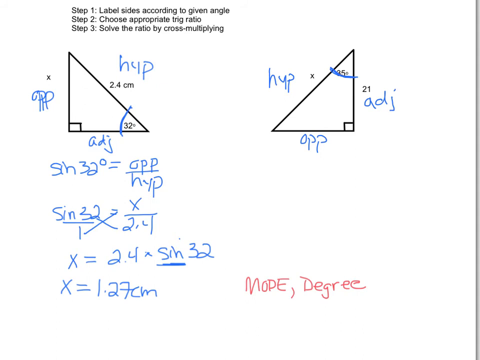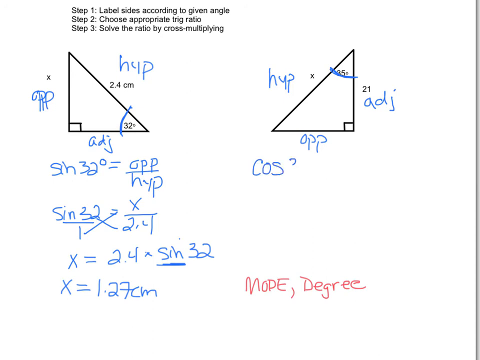So which ratio can I use here? I have to use the angle, I have to use the x, because I need to find it, and I have to use the side that I know. Well, this is the only one I know. So what ratio deals with the hypotenuse and the adjacent? Think of SOHCAHTOA. We're going to be using the cosine ratio.